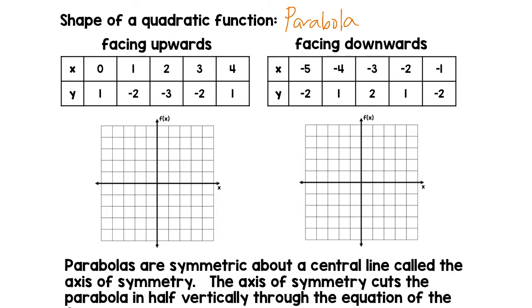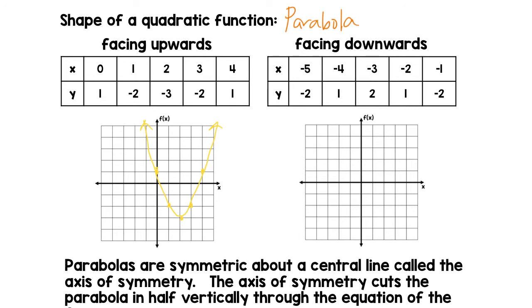So first is 0, 1, 0 left and right, 1 up, 1, negative 2, 2, negative 3, 3, negative 2, and 4, 1. So our parabola is going to look a little bit something like that and go facing upwards. That means it opens up. This opening looks like a funny shaped cup that would catch a drink or the rain. When it opens up, we call that facing upwards.